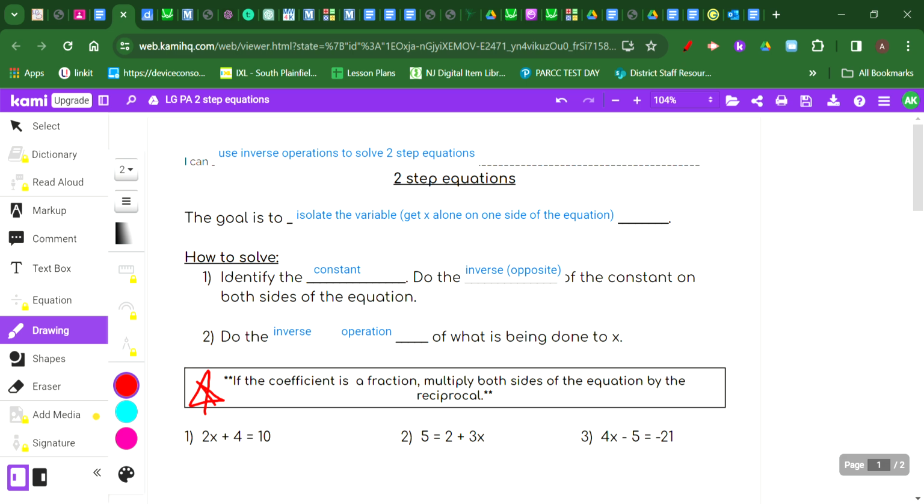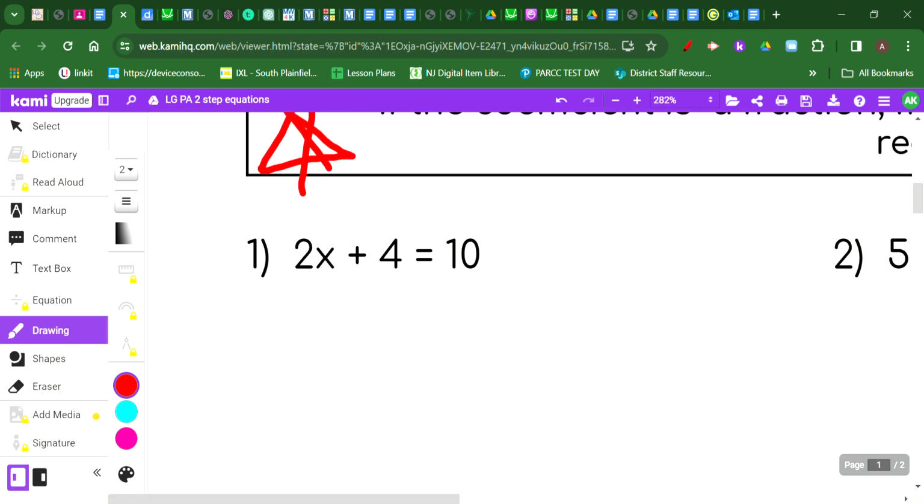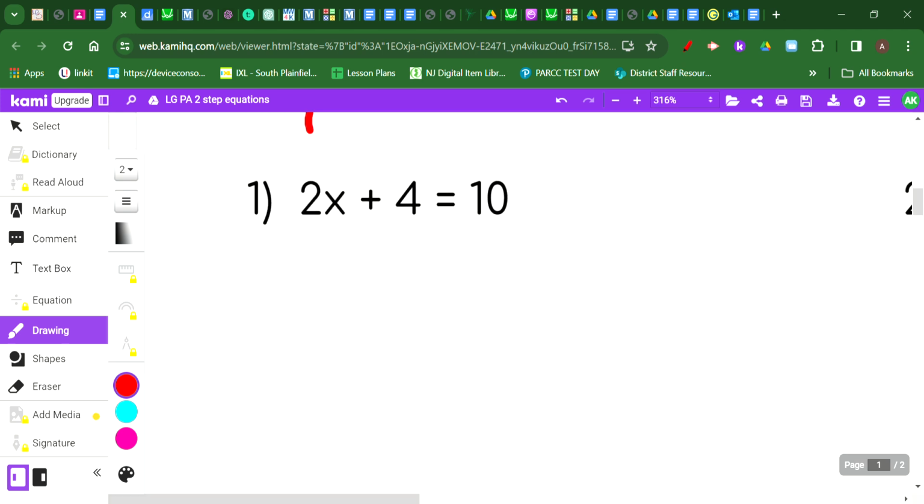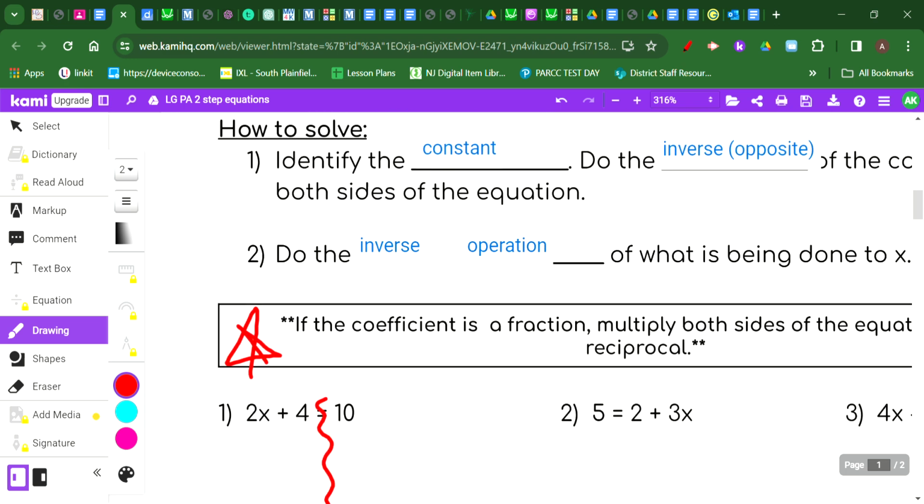All right, so let's start with example 1 here. We have 2x plus 4 is equal to 10. I like to start off drawing a little squiggly line, and that shows me the left side and the right side of my equation. I want to focus first on the left side of the equation because that has my variable in it. So I'm going to go up to my steps here.